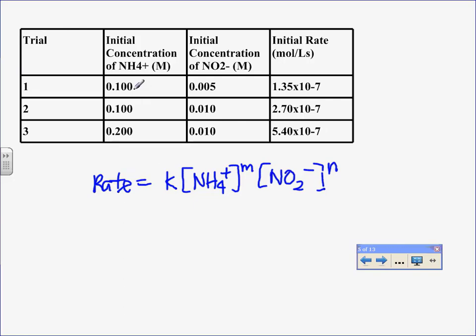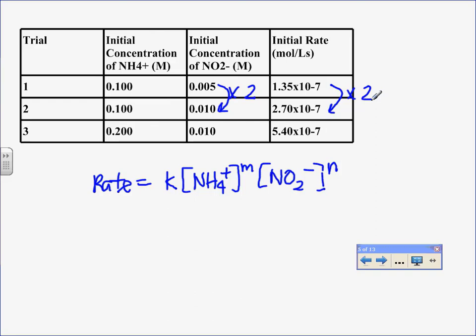So let's look at comparing trial 1 to trial 2. The concentration of the NH4+ has been maintained, but during that time, the concentration of the NO2- has been doubled. So by examining trial 1 to 2, we're going to be able to see what the exponent of NO2- is in the rate law by looking at what happened to the rate of the reaction. In this case, the rate of the reaction when we doubled the concentration of NO2- is also doubled.